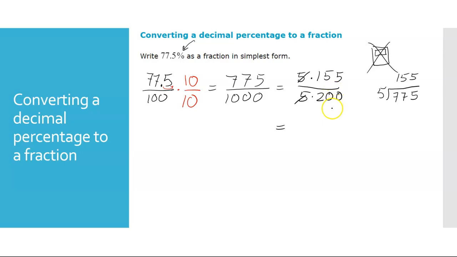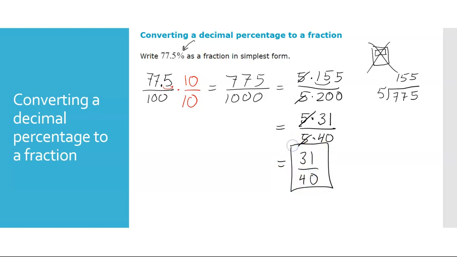Those are both still divisible by 5, which I know because they end in a 5 or 0. So looking at 155, it's going to be 5 times 31 divided by 5 times 40, because 5 goes into 20 four times and into 0 zero times. So again, the 5s simplify out, and we're left with a final fraction of 31/40.